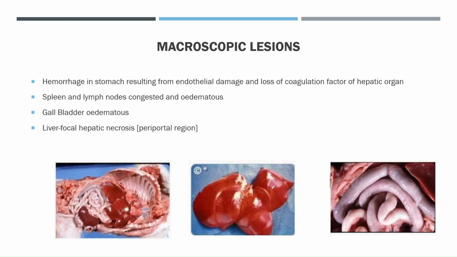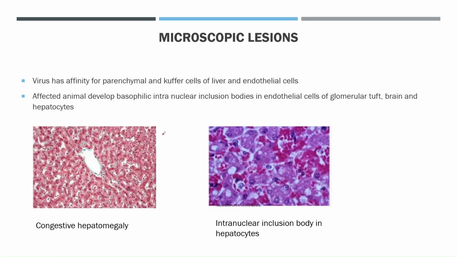Just give me a minute. Microscopic lesions. Okay, macroscopic lesions, you can see them with your own eyes. So hemorrhages in stomach resulting from endothelial damage or loss of coagulation factors of hepatic origin. Okay, see, spleen congested and edematous, gallbladder edematous, liver, focal hepatitis, necrosis, or periportal region. So it is important. Where you will see the hemorrhages, you will see it at periportal region.